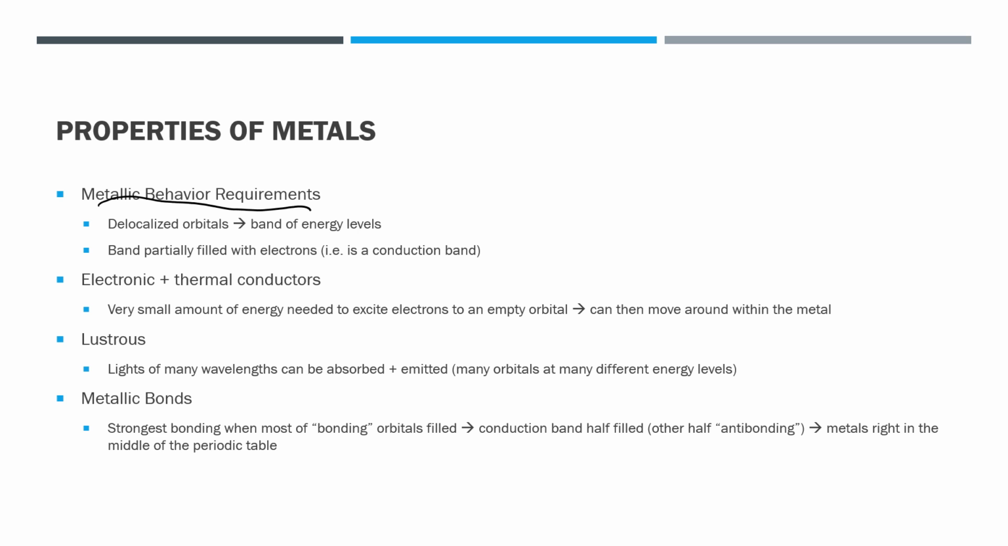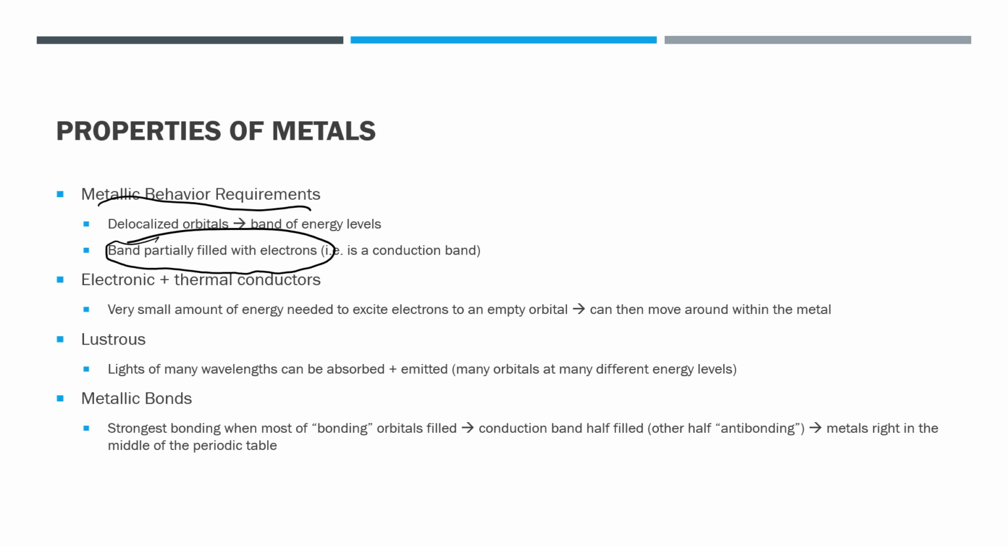So we have these bands of energy levels, and we have metallic behavior when we have this band that's partially filled with electrons. And that means that it is a conduction band when it's partially filled with electrons. When we look at properties of metals, they're also electronic and thermal conductors, right?